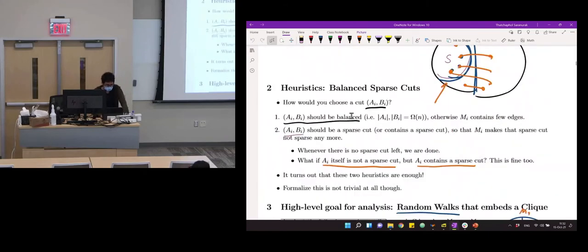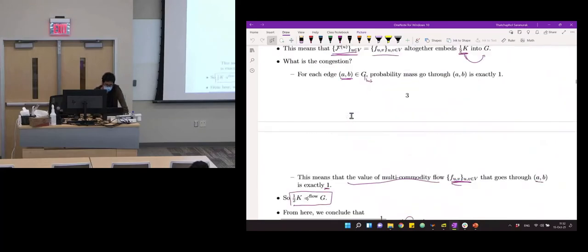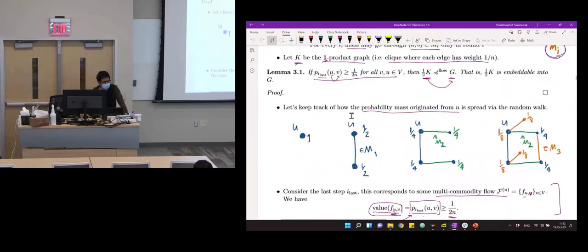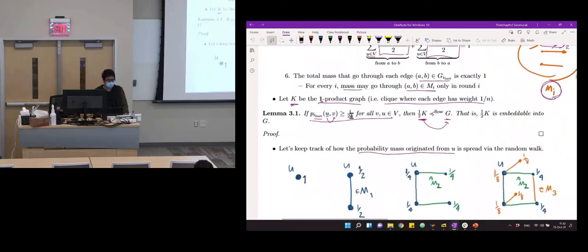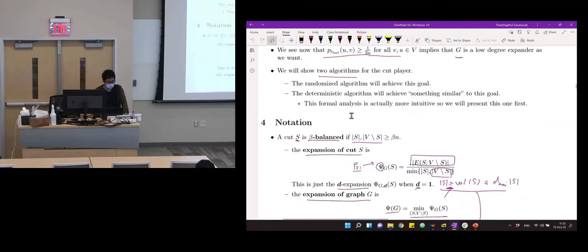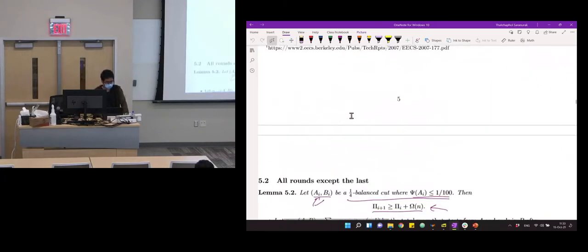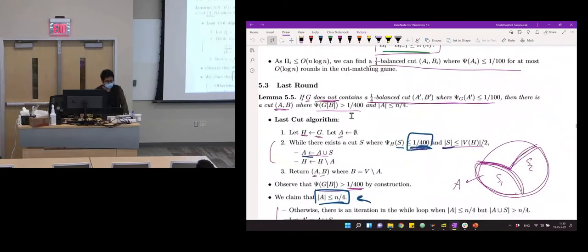So for the cut matching game, we have seen the game. We have seen one deterministic algorithm which is slow, and I have just briefly talked about the randomized and fast algorithm.